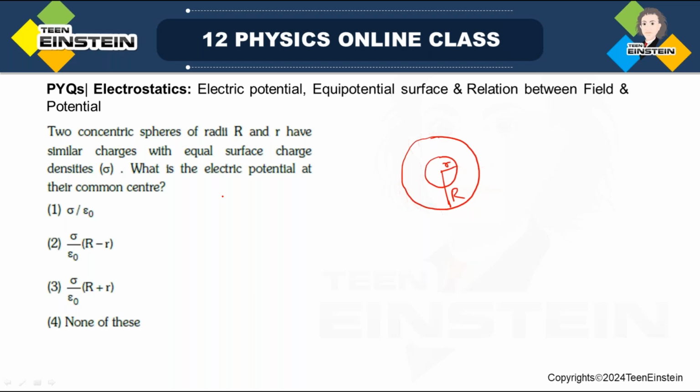Both have surface charge density, say sigma. If I say that this one has Q1 charge and this has capital Q, like Q2 charge, both having the same nature of charges, then I can write charge Q1 is equal to 4 pi small r square into sigma, since this is surface charge density, and Q2 will be 4 pi epsilon naught.